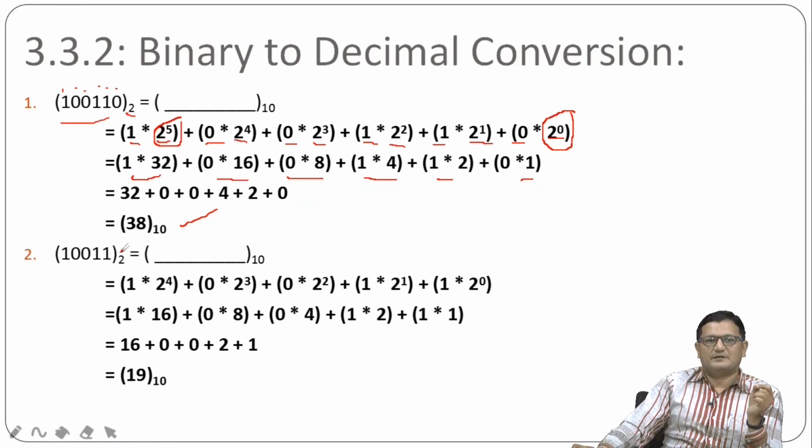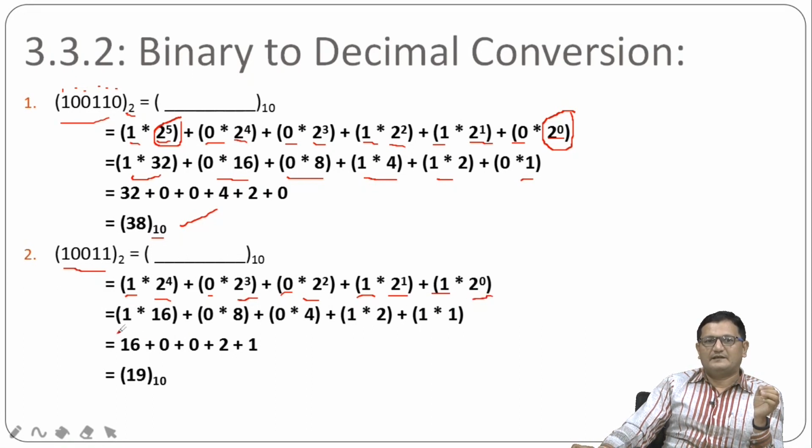So, 38 is a decimal number, which we have represented with base 10. Similarly, suppose this is the number given to you, then you write down that binary, 1 0 0 1 1. Next step, you count how many digits there are. There are a total of 5 digits, so we start with 2 raised to 4, 2 raised to 3, 2 raised to 2, 2 raised to 1 and 2 raised to 0.